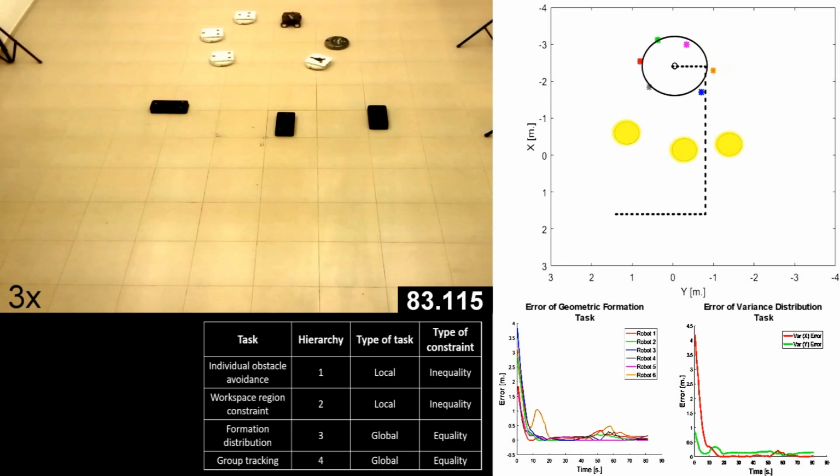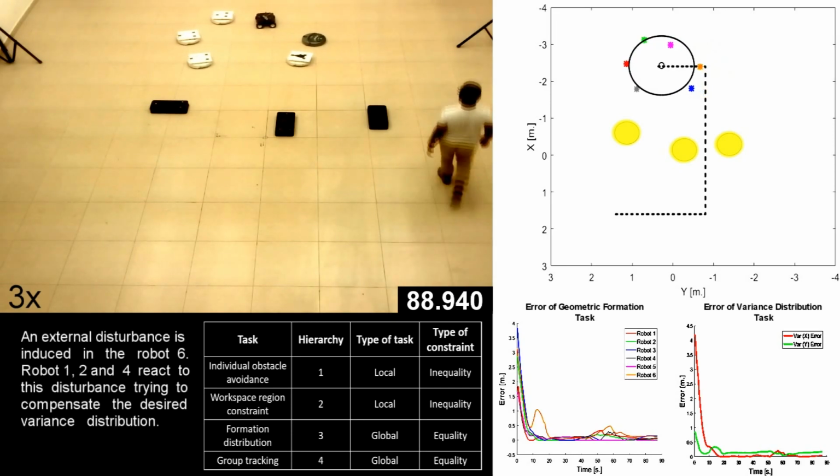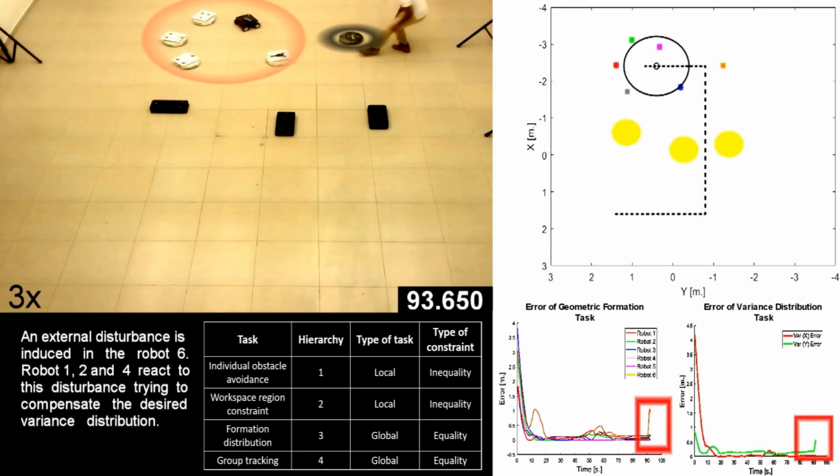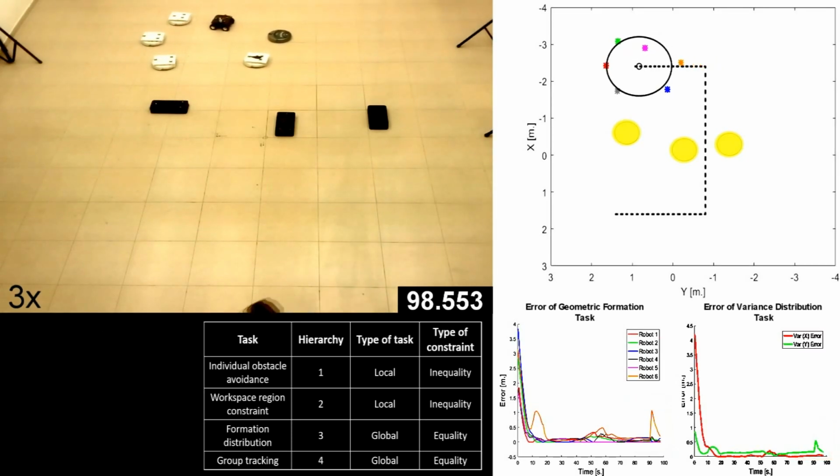An external disturbance is induced in robot 6. Robots 1, 2, and 4 react to this disturbance, trying to compensate the desired variance distribution because of the task tree.